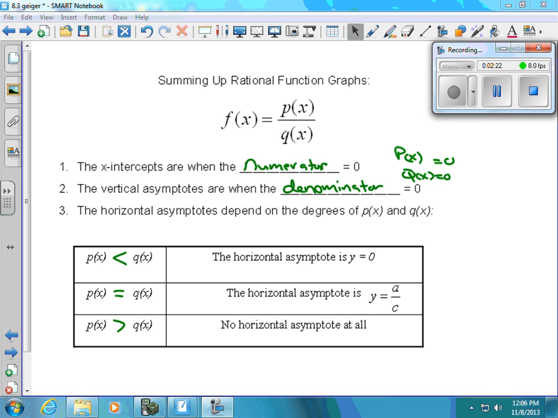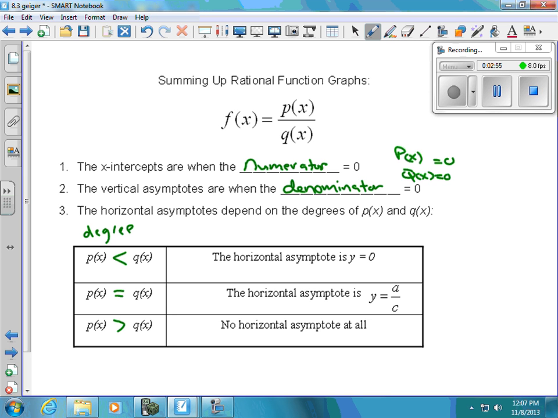Horizontal asymptotes change depending upon the degrees of the numerator and the denominator and how they relate to each other. If we look at the left column of this table as the degrees, that's what we're going to compare. If the degree of the numerator, p of x, is smaller than the degree of the denominator, q of x, the horizontal asymptote is y equals 0. That's the horizontal imaginary fence line, right? That's what an asymptote is, a line where the graph does not touch or cross.